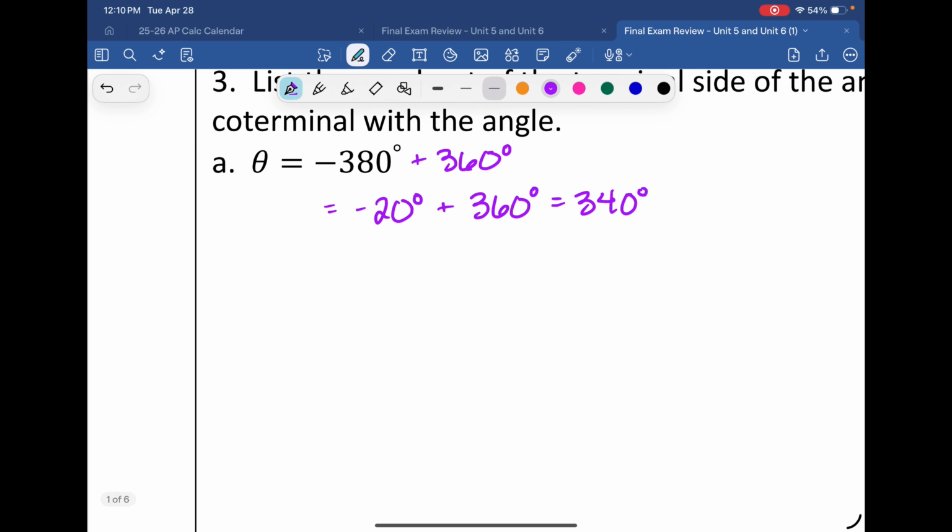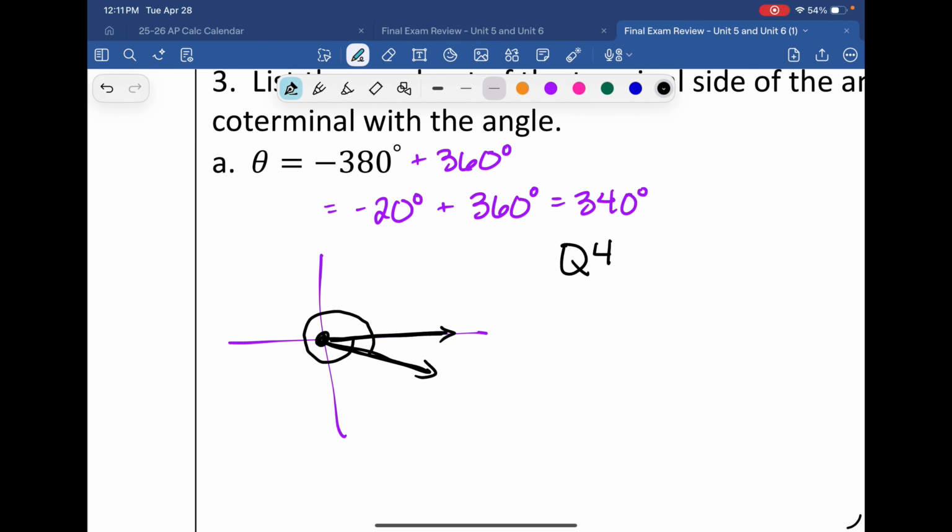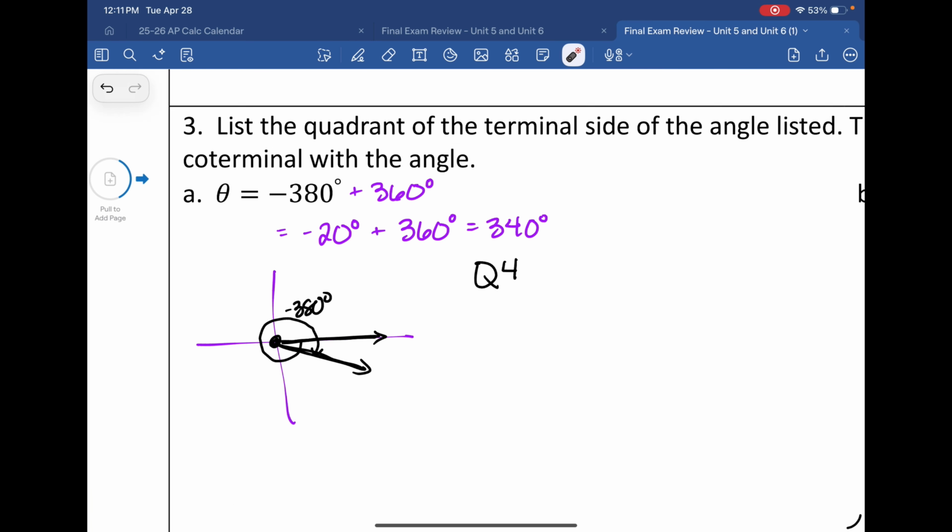All right, so when I sketch this, however, we need to be really careful, because it went one full rotation clockwise, and then it went another negative 20. So it really ended up here in quadrant 4. So we'll go clockwise, and then another 20 degrees. All right, now that coterminal angle, the one that's between 0 and 360 degrees, that's our 340.